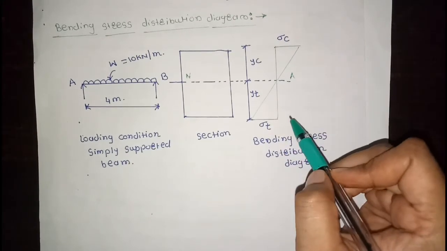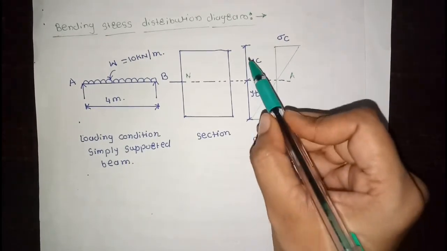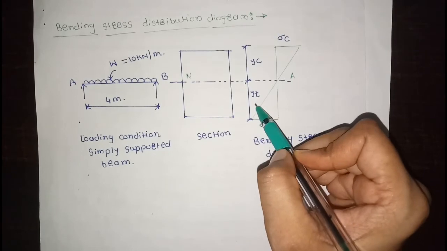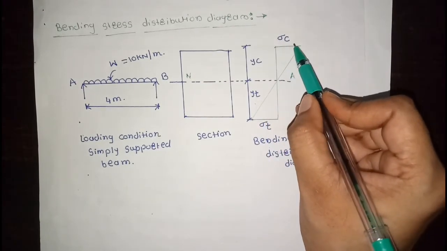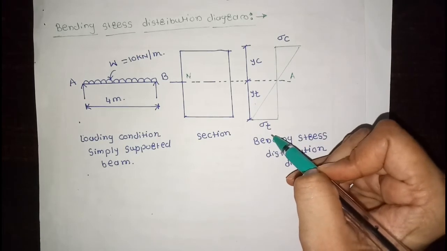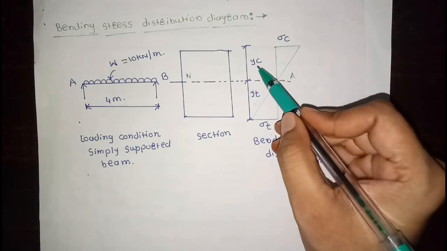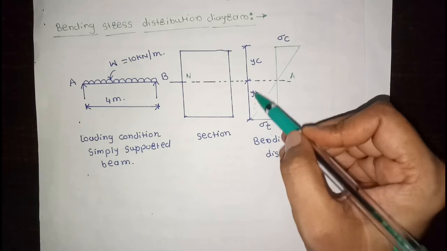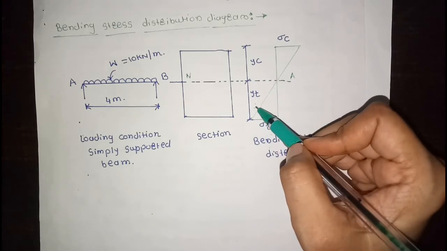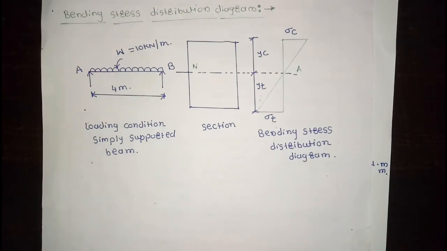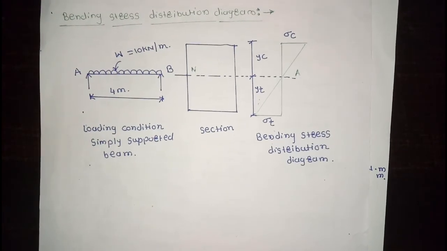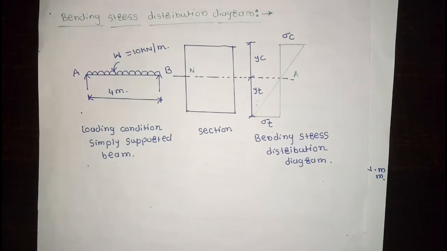Sigma C is equal to sigma T and YC is equal to YT. Okay, sigma C means stress in compression is equal to stress in tension, and YC is equal to YT means depth in compression is equal to depth in tension. This is the diagram, bending stress distribution diagram for rectangular section.